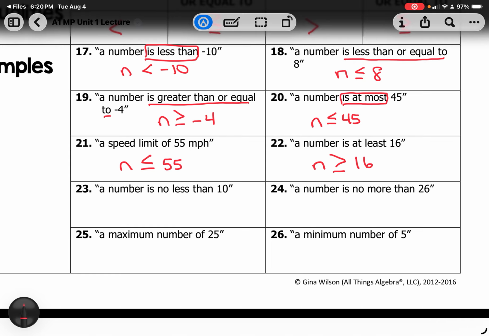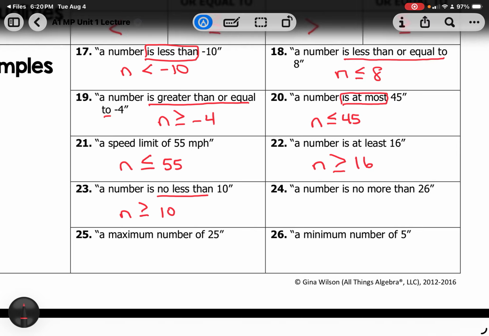We'll go ahead and finish up these last 4 as well. A number is no less than 10. Okay, so we've got number, and we've got 10. So no less than. Okay, I can have no less than 10 people. So if I can have no less than 10, that means I have to have more than 10. Or I could have exactly 10.